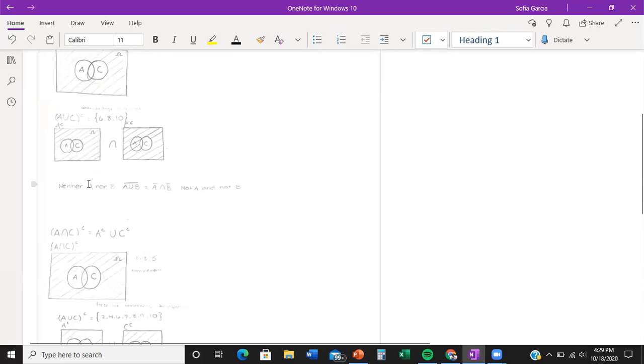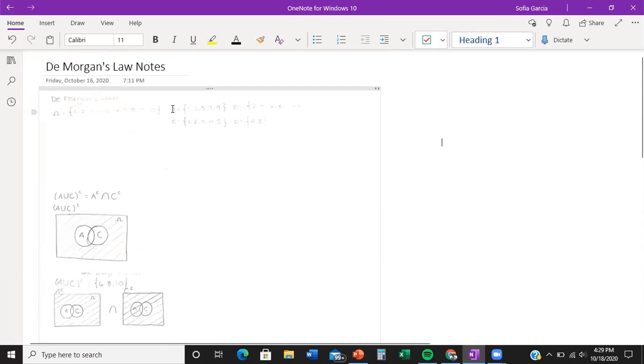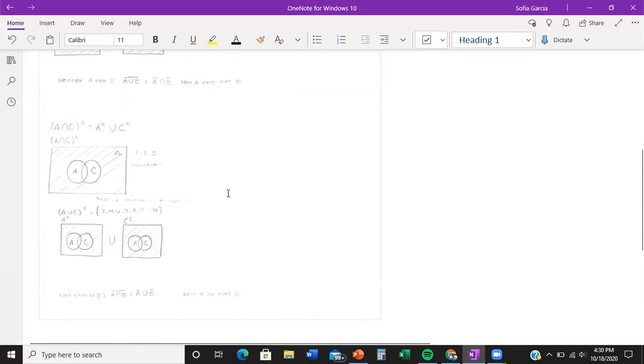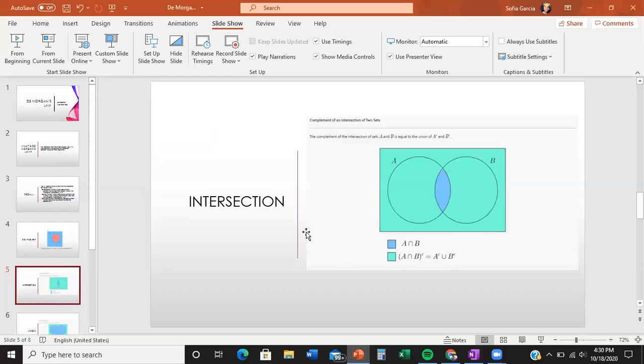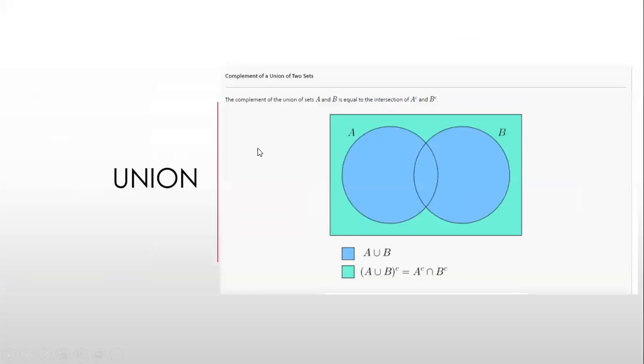And because of that, we have proved by inspection that neither A nor C equals not A and not C. Because notice, this data set, none of these numbers are in A or in C. They are in these other data sets right here, B and D. We just proved half of De Morgan's law.